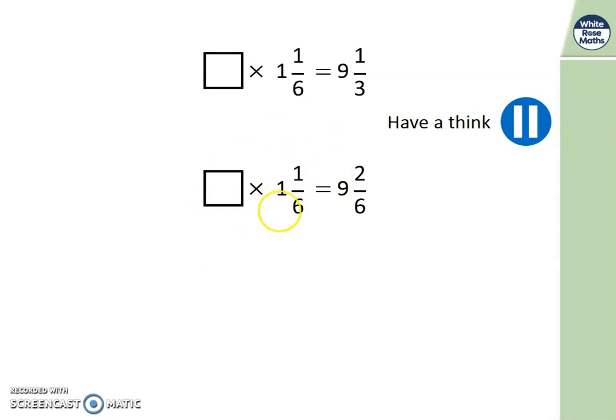Now I'm going to change both parts into improper fractions. 1 times 6 is 6, add 1 is 7/6. 9 times 6 is 54, add 2 is 56. There we've got the calculation. And now it's quite easy to see. A number times 7 is 56. That number is 8. And we found the answer. We put it back up here in the original calculation.